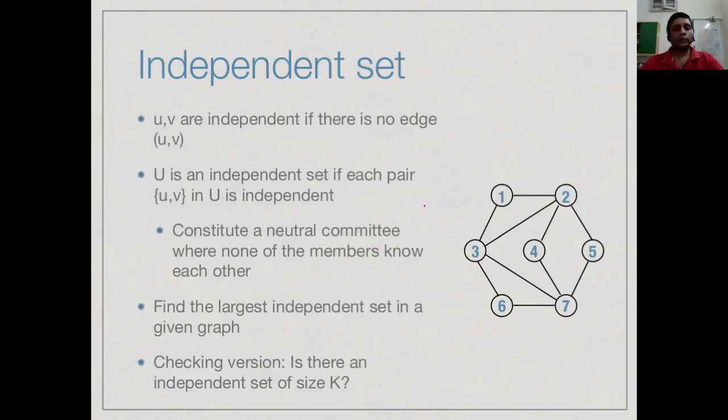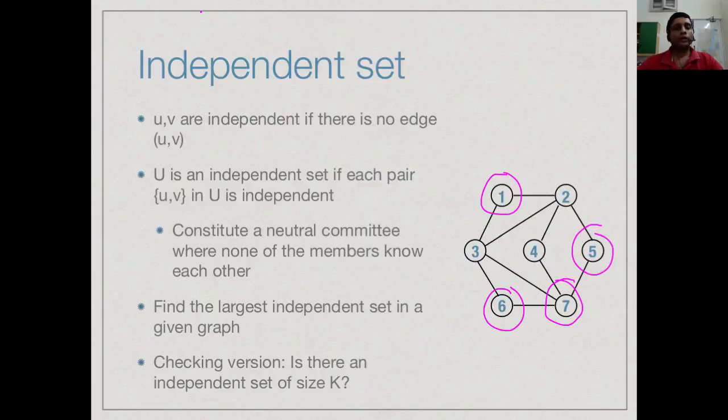So here is yet another problem. This is called the independent set problem. We say that two vertices are independent if they are not connected by an edge. So for example, here, if you look at say 1 and 7, then they are independent because there is no connection. Similarly, 6 and 5 are independent.